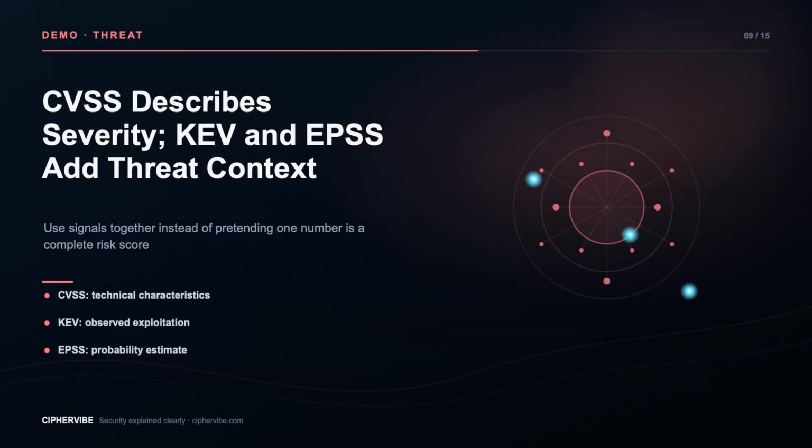Now add threat context. CVSS describes technical characteristics and potential severity. CISA's known exploited vulnerabilities catalog identifies vulnerabilities with evidence of exploitation in the wild. EPSS estimates the probability of exploitation activity for a CVE over the next 30 days. These signals answer different questions. None replaces asset ownership, reachability, detection confidence, or business impact.